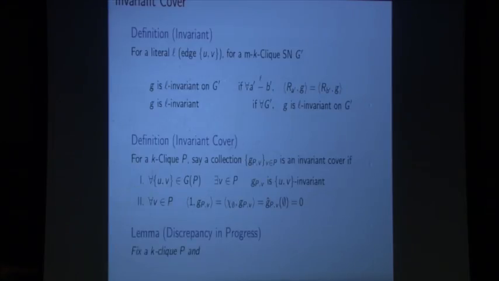The lemma goes as follows: for any clique P, if you have an invariant cover for the clique P, then for any path that accepts the clique on the switching network, I want to locate the bottleneck node as follows. I want a node on the computation path.